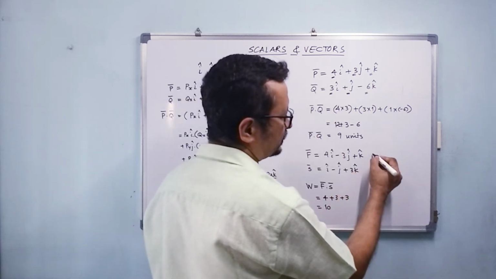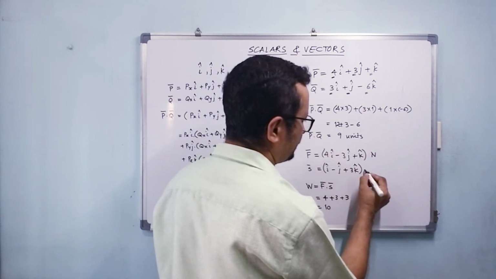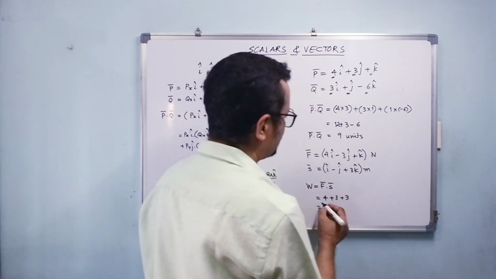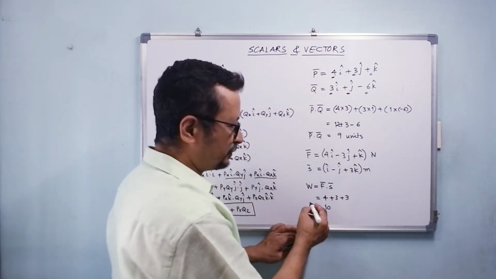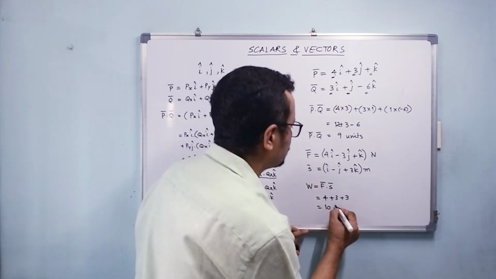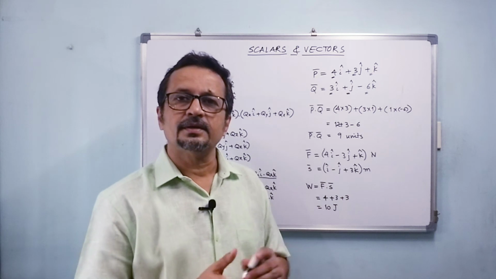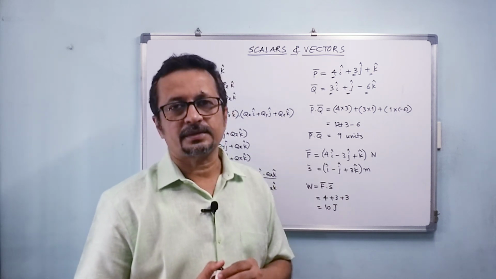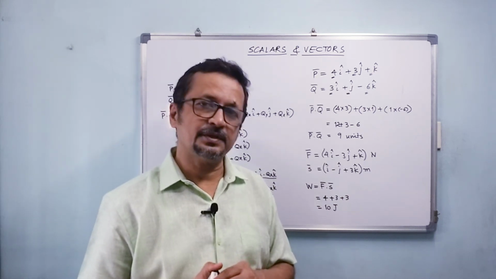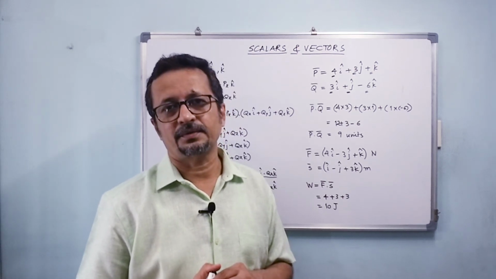So if this force is given in Newtons and the displacement is in meters, then the work done by this force because of the displacement caused by it would be equal to 10 joules, right. So that is how we deal with scalar product. In the next video we are going to talk about the vector product of two vectors.